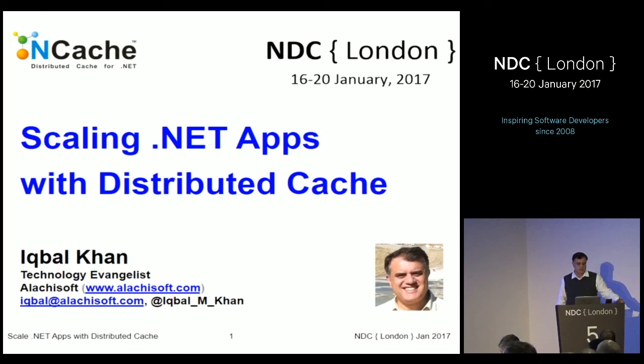I am a technology evangelist at this company called Alachisoft, which is maker of a distributed caching product called NCache. Today's topic is scaling .NET applications with distributed caching. This is not a talk about NCache. It's about the actual topic of what problems does distributed caching solve and how does it solve it, and how should you go about using it.